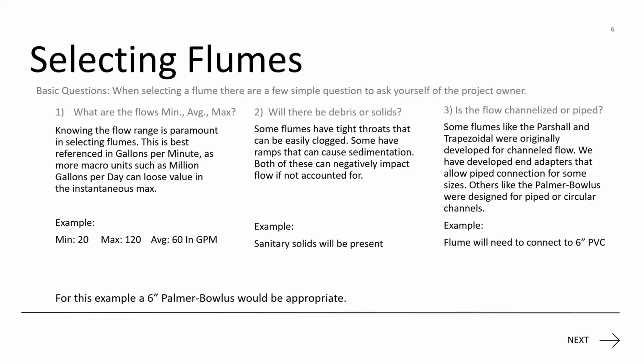So if we put all this together, we have a 6-inch line with some sanitary solids in this flow. That's going to be perfect for a 6-inch Palmer Bowlus, which is exactly what it was designed for in the first place. You could also use a 3-inch partial. That would give you a much larger possible max, running in the 800s rather than 120. So if you're in a development that's going to be expanding, say you're going to have more houses, or you're expanding your brewery or something, maybe it's smarter to go with a larger flume. That way you have room to expand into.